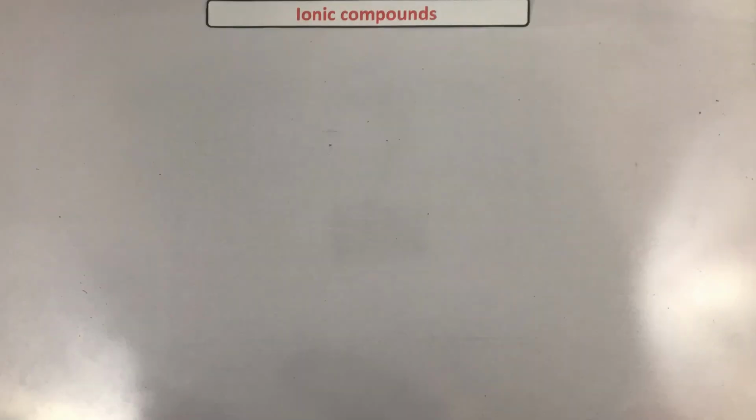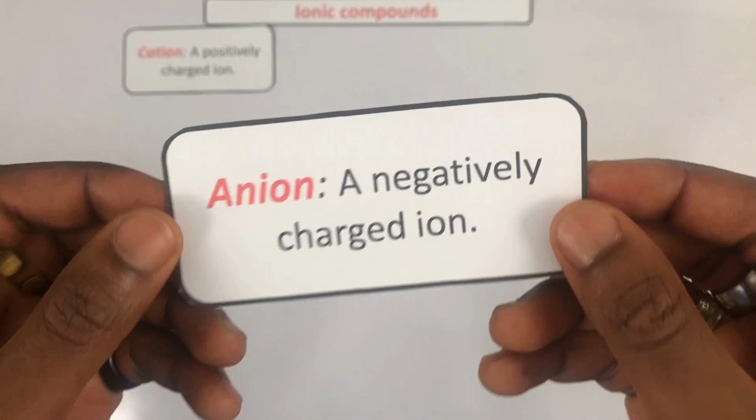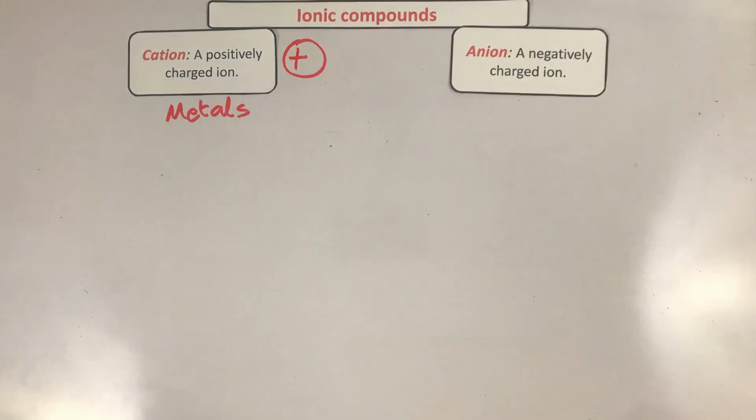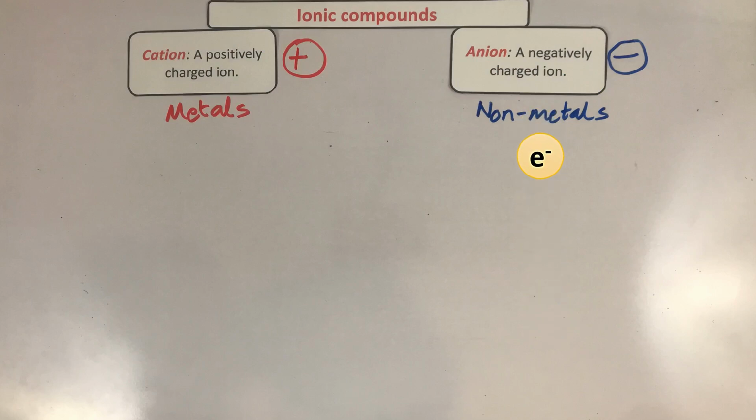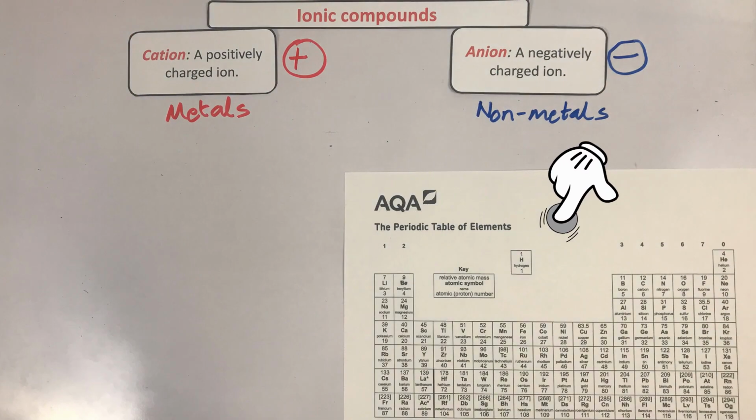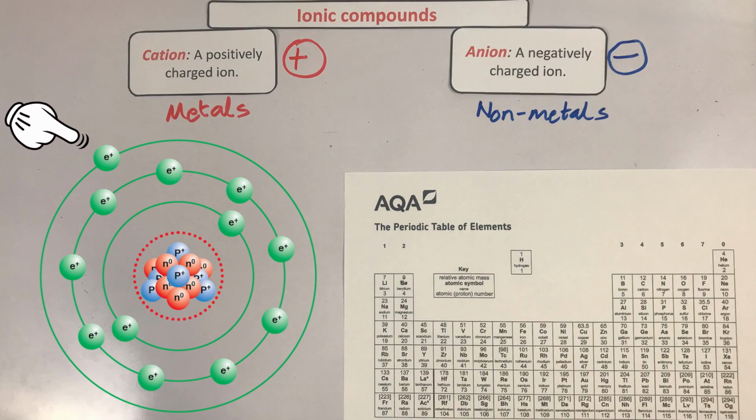Okay, now back to metals and non-metals reacting. Metals tend to form cations, so they lose electrons to become positively charged. Non-metals, on the other hand, become anions, so they gain electrons. Okay. The number of electrons that an element gains or loses is related to its group number on the periodic table. Atoms want to have a full outer shell.